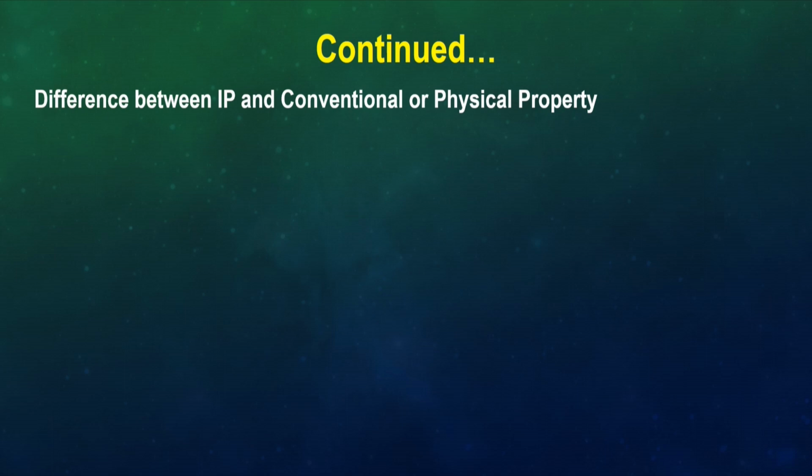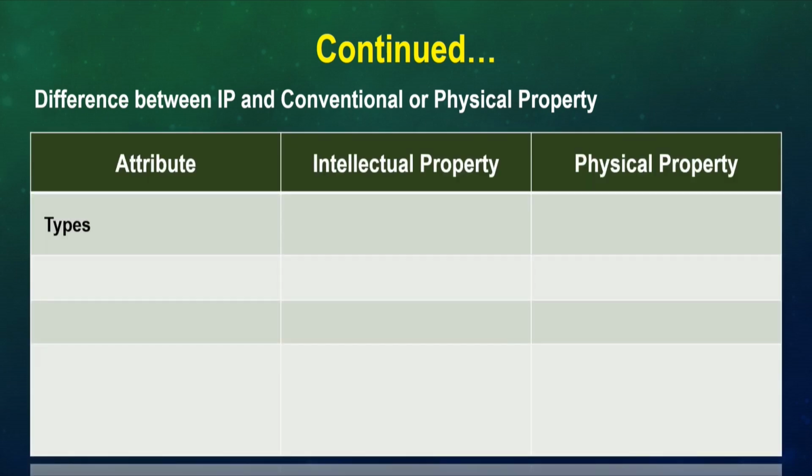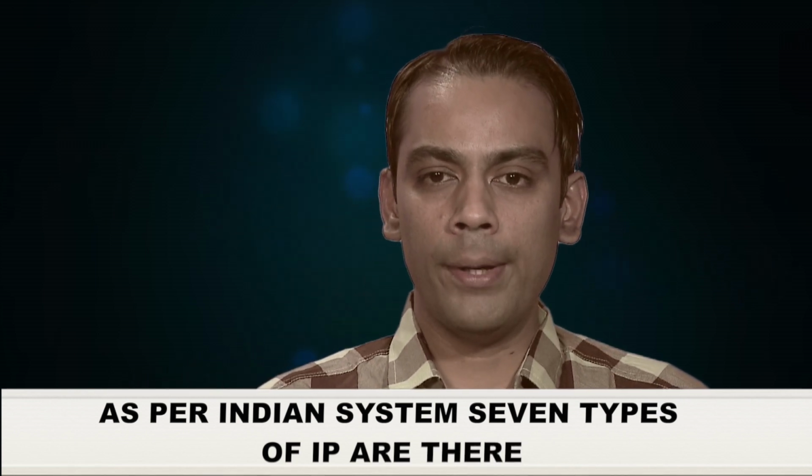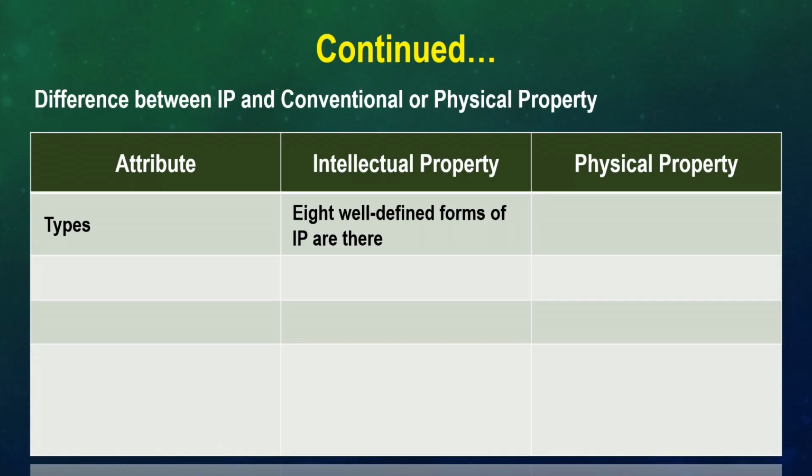There are certain parameters on which intellectual property and conventional or physical property are different from each other. First attribute is types. Intellectual property can be categorized into 8 well defined forms of intellectual property, or I would say as per the Indian system, 7 forms that are presently enforceable in India. Physical property may have different types exceeding 8.